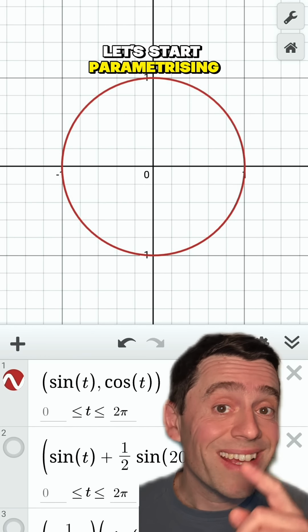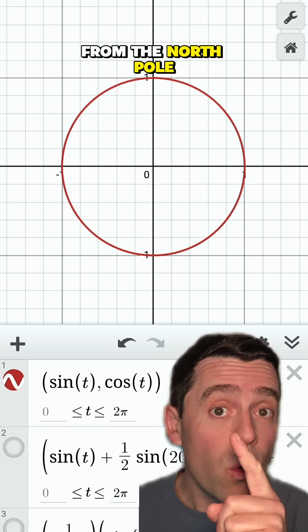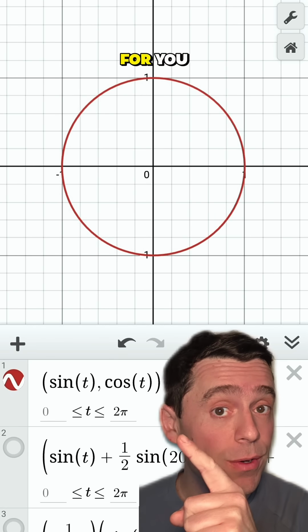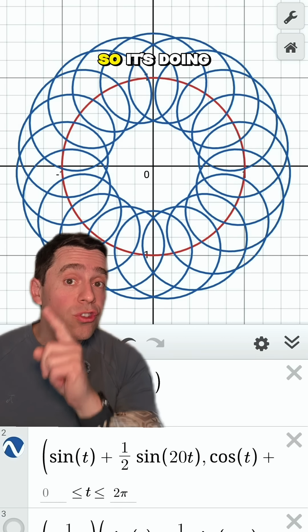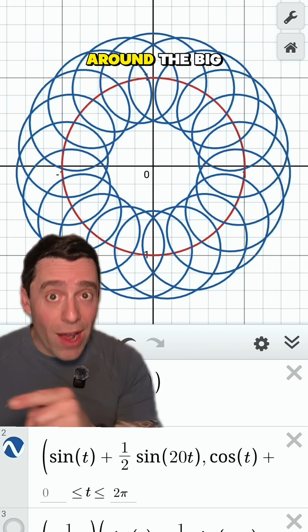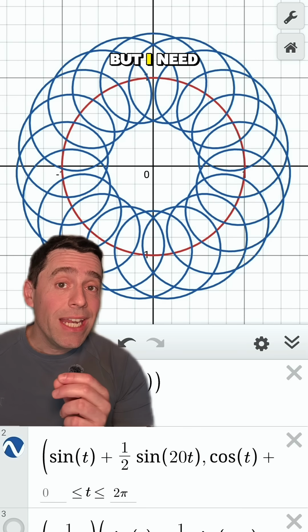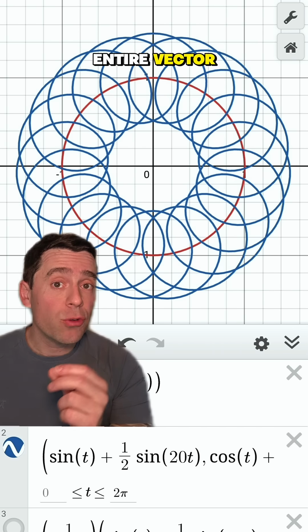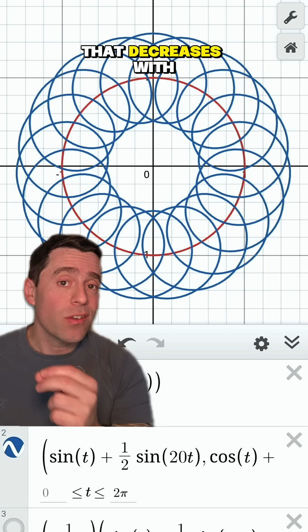Let's start parametrizing a circle that is going from the North Pole and clockwise, and that is what this curve right here does for you. Here I've added one epicycle, so it's doing a lot of loops as it goes around the big loop. But I need the path to spiral towards the origin, so I'm going to multiply the entire vector by a factor that decreases with time.